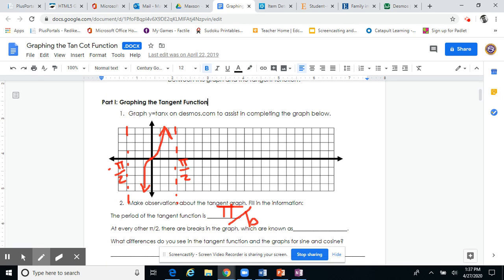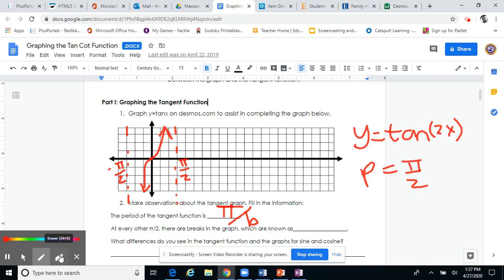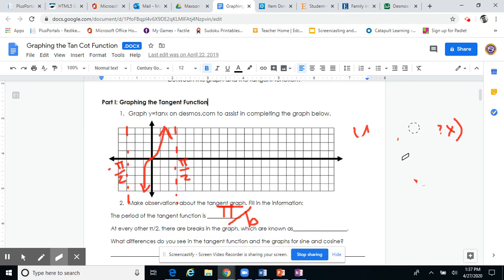And more specifically, pi over b. So if you had y equals tangent of 2x, your period would be pi over 2, just as an example. At every other pi over 2, there are breaks in the graph, which are known as asymptotes. So this is what splits up our graph.